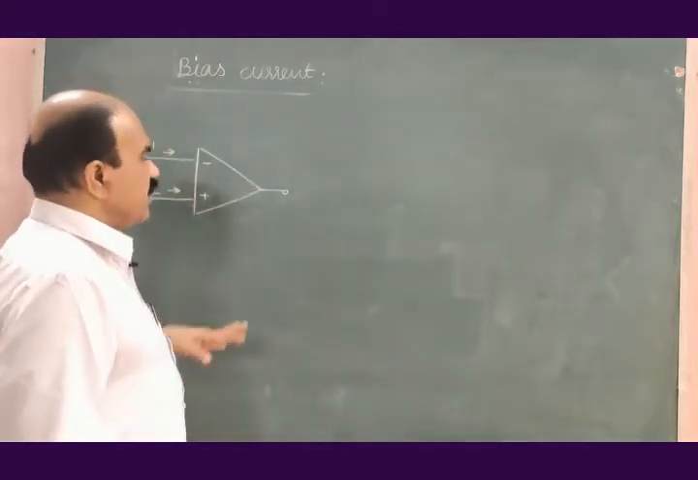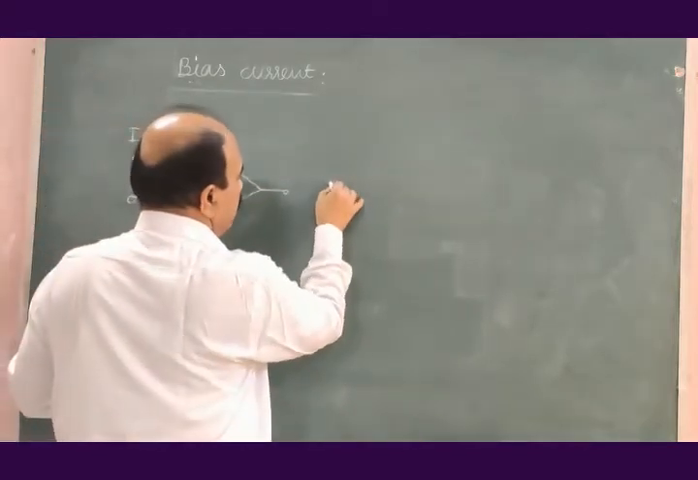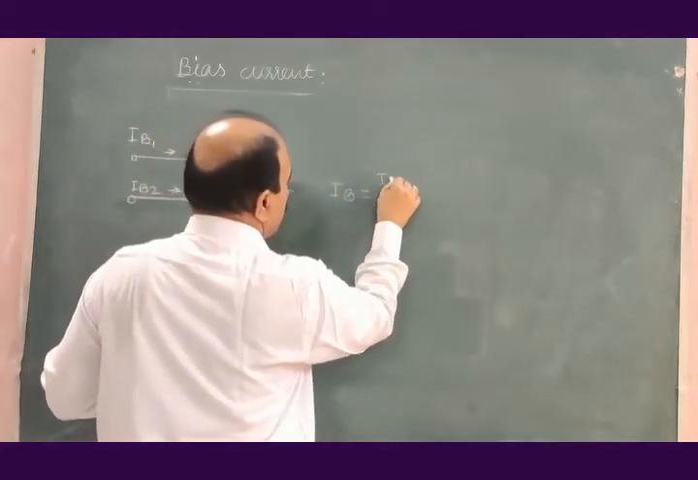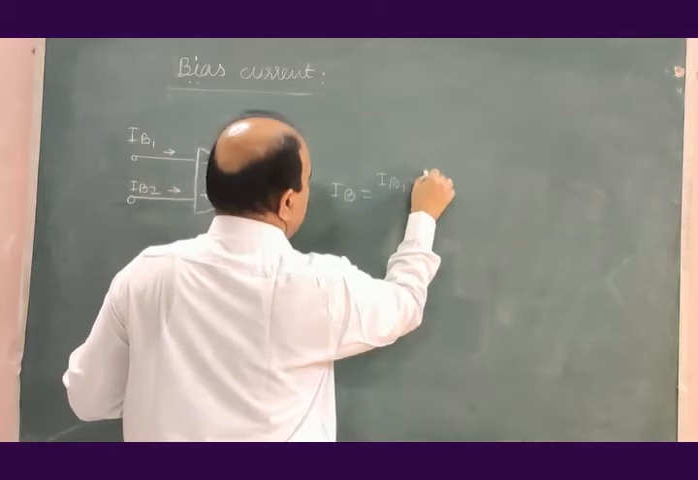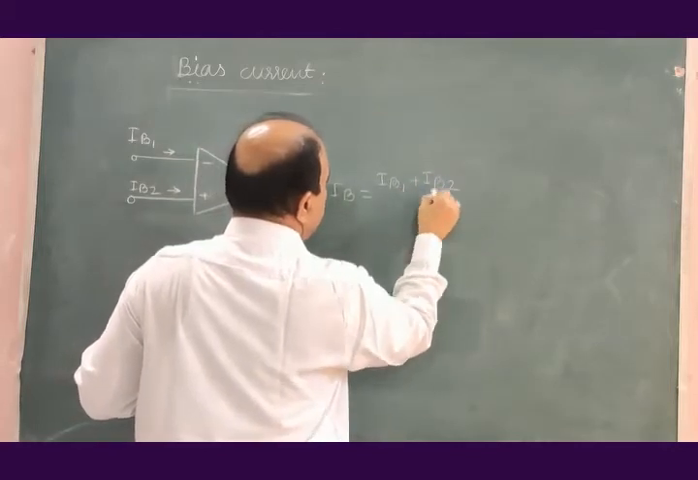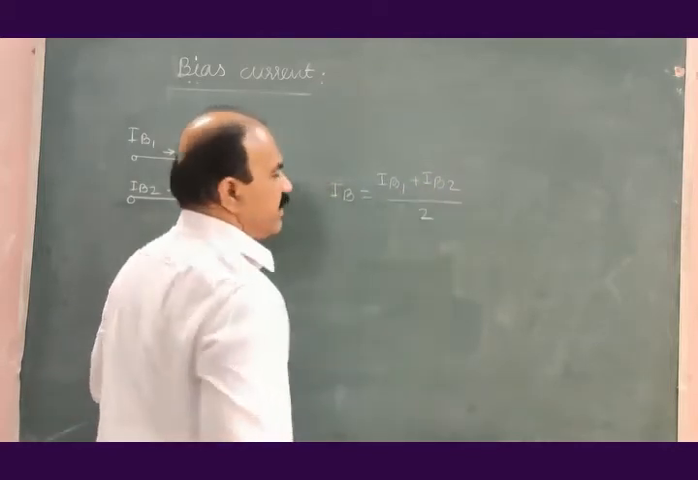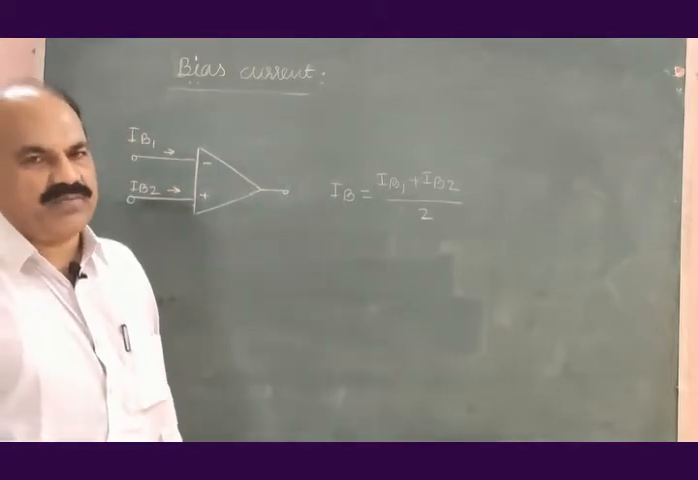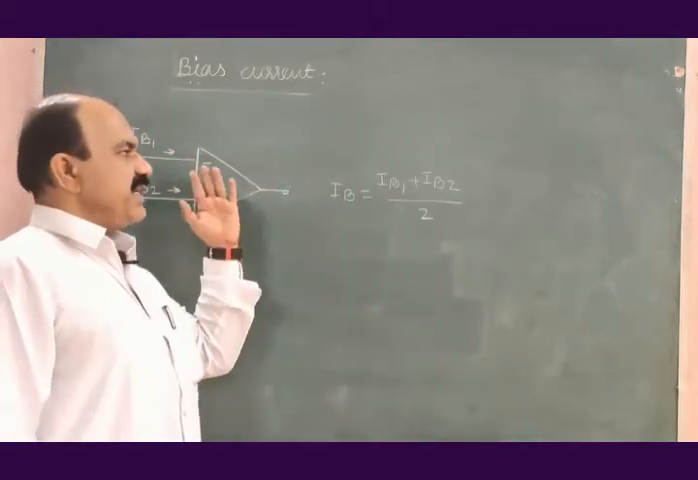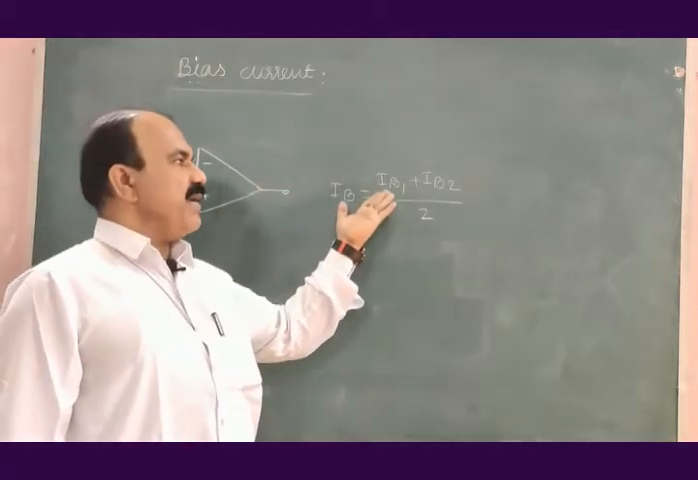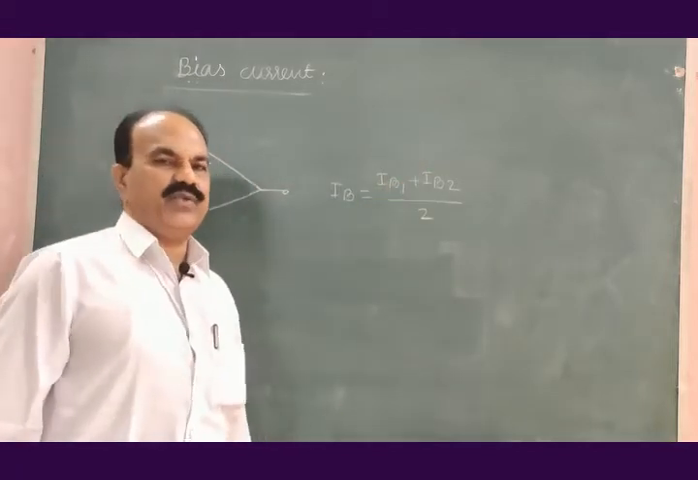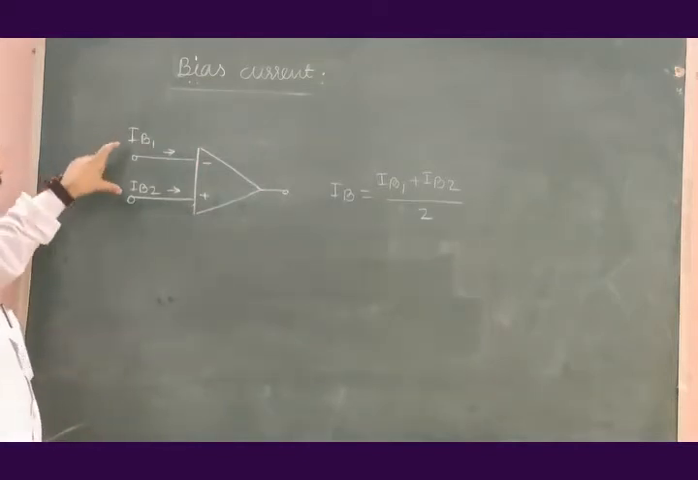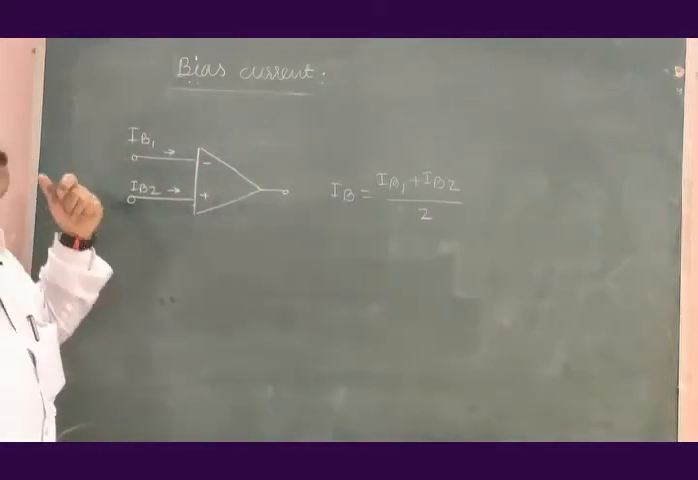The bias current of the operational amplifier is given by the equation IB equal to (IB1 plus IB2) divided by 2. So bias current of an operational amplifier is the average of these two base currents.